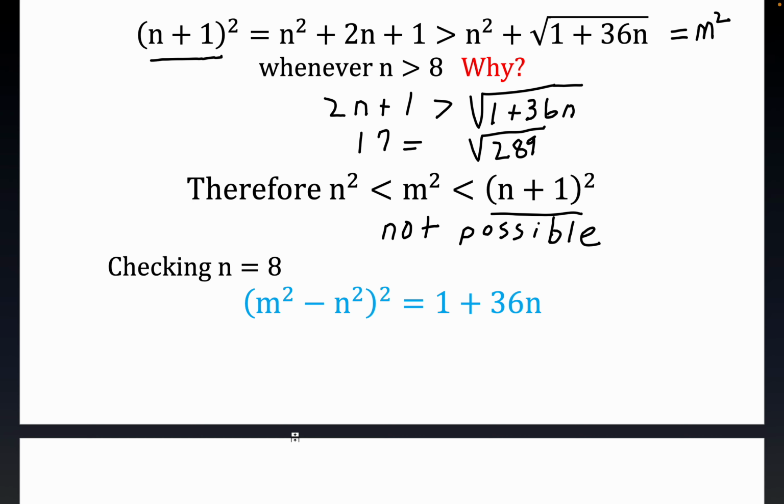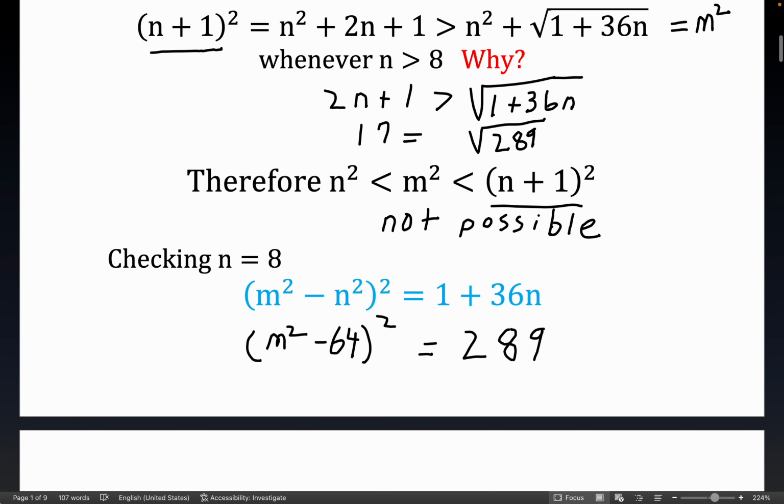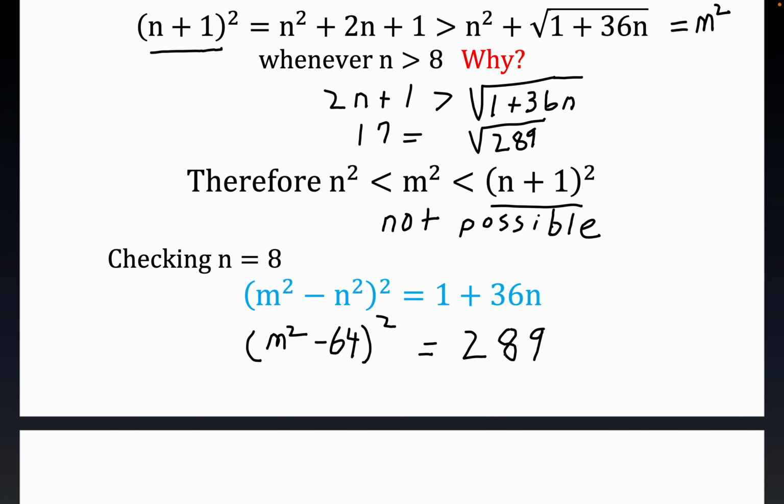Let me just go ahead and write this down. Right here, this would end up being m squared. Now, 8 squared is, of course, 64. So this piece right here is equal to 1 plus 36 times 8. That's 289. 36 times 8 is 240 plus 48. That's 288. And 288 plus 1 is 289, right?